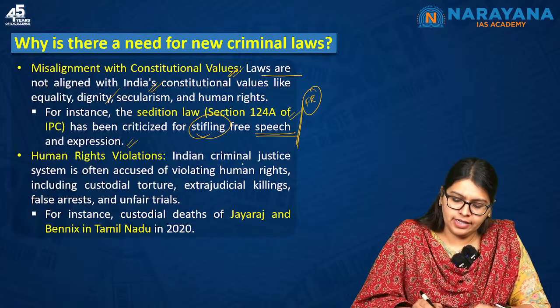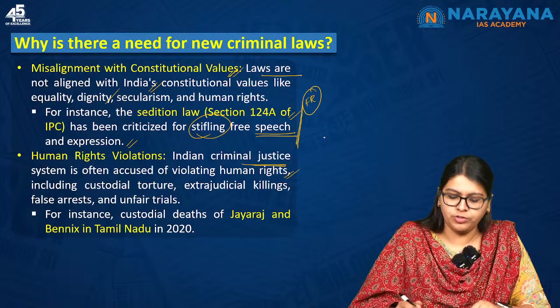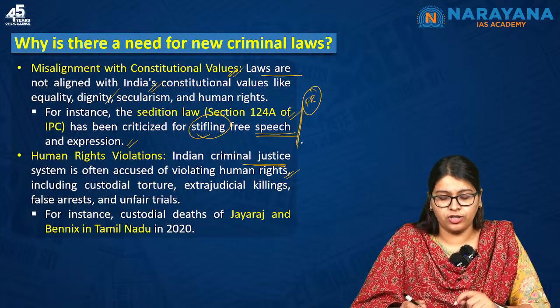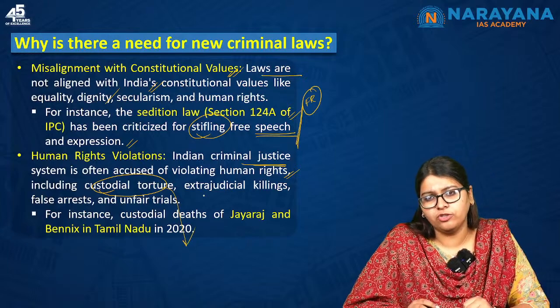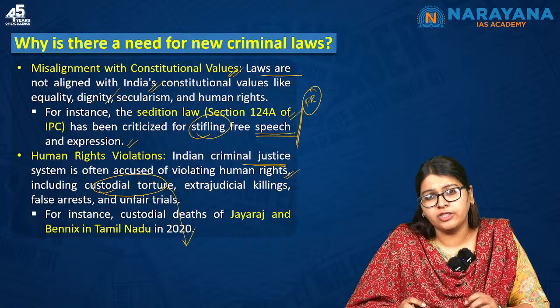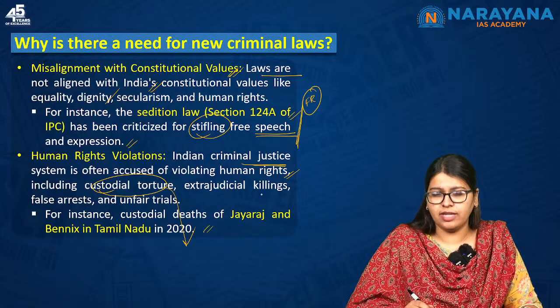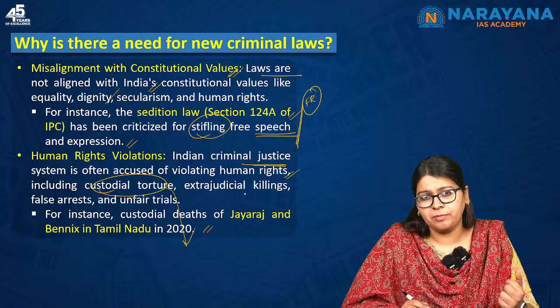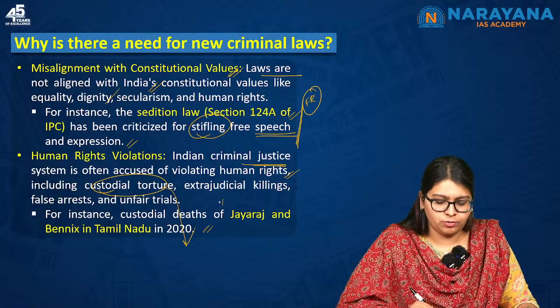The next one, there are a lot of instances of human rights violation. Here, the Indian criminal justice system is often accused of violating human rights, including custodial torture, and this has been the case of late. For example, in 2020 there were the killings of Jayaraj and Bennix in Tamil Nadu. There are also false arrests and extrajudicial killings. All these should be taken care of.